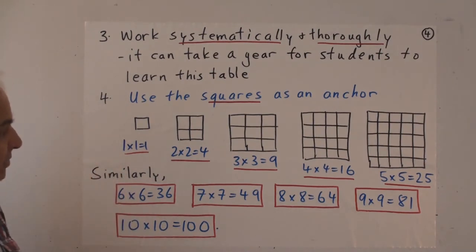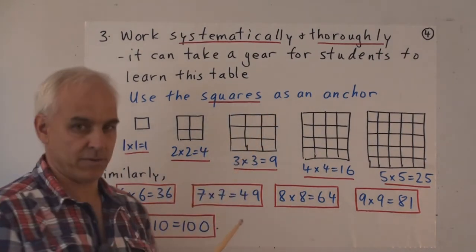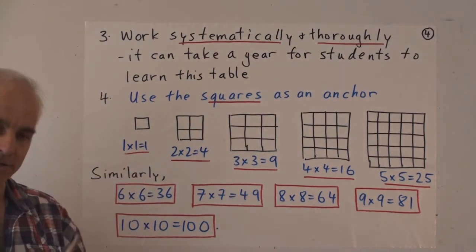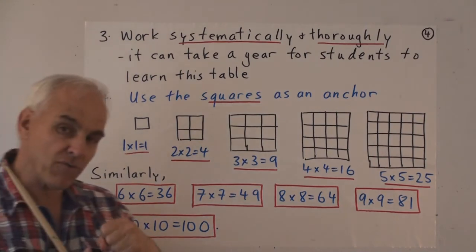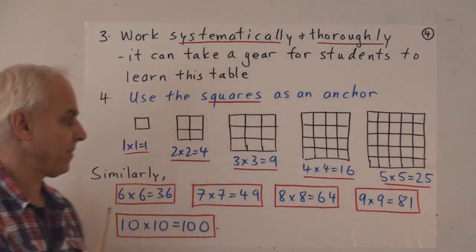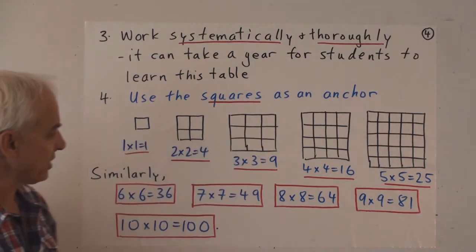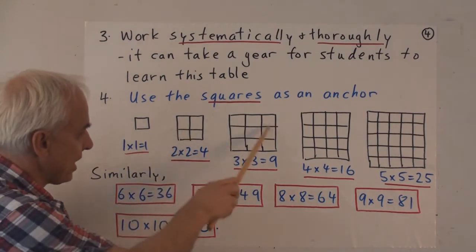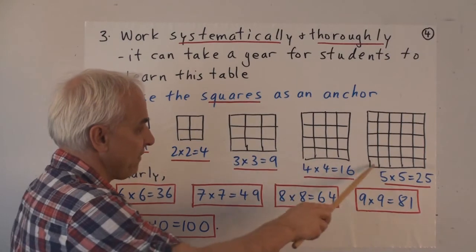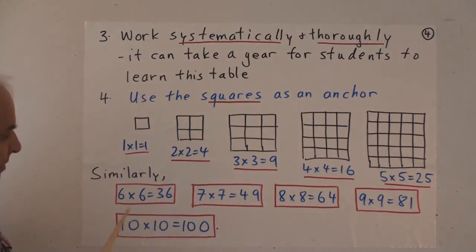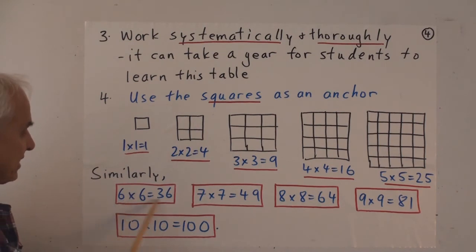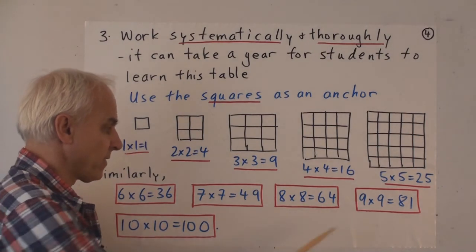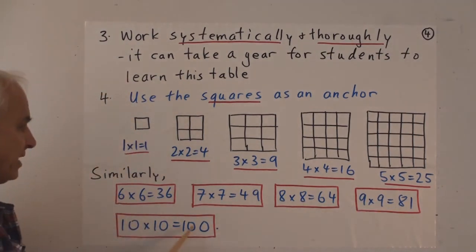And another strategy that I would suggest is to use the squares as an anchor. That big 10 by 10 table can seem a little bit daunting, but if you concentrate on the diagonals as kind of anchoring points, they can be good reference points for nearby ones. So let's just emphasize the squares. Here they are again. 1 by 1 is 1, 2 times 2 is 4, 3 times 3 is 9, 4 times 4 is 16, 5 times 5 is 25. And then we have correspondingly bigger squares. 6 times 6 is 36, 7 times 7 is 49, 8 times 8 is 64, 9 times 9 is 81, and 10 times 10 is 100.